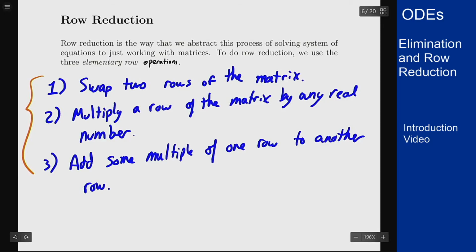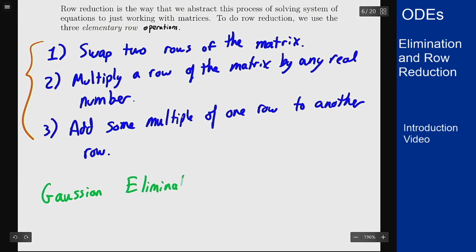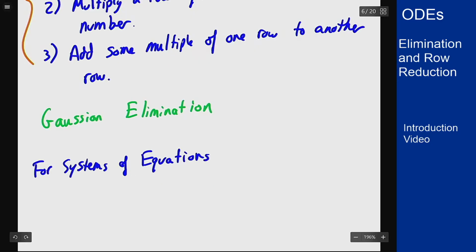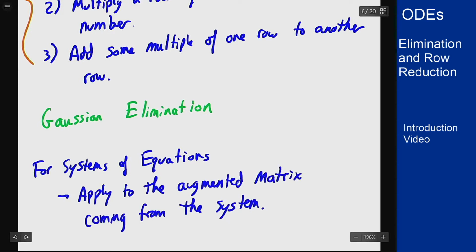This process here you may also refer to as Gaussian elimination, or Gauss-Jordan elimination as well. But the idea is the same. The idea is I'm trying to do elimination on this matrix to get me to a simpler form that I can analyze. Now, for solving systems of equations, we want to apply this process to the augmented matrix that comes from the system. This process can be applied to any matrix for any reason, and there's reasons you might want to do this. But in this particular instance, we want to take the augmented matrix from the system and apply this process to reduce the matrix.